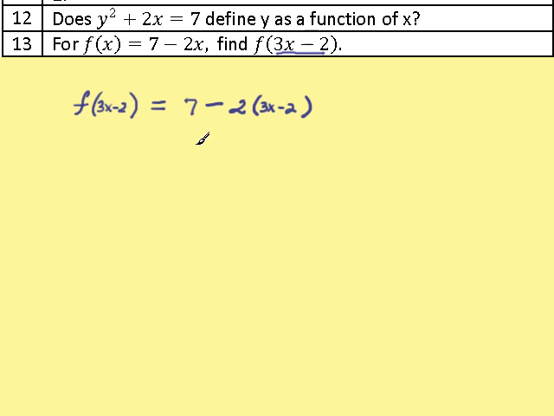Now, let's say we want to simplify this. We'll open parentheses. Multiply through by minus 2 here and here. All right, so here we have minus 6x, and here minus 2 times minus 2, that's plus 4. So that's 11 minus 6x.